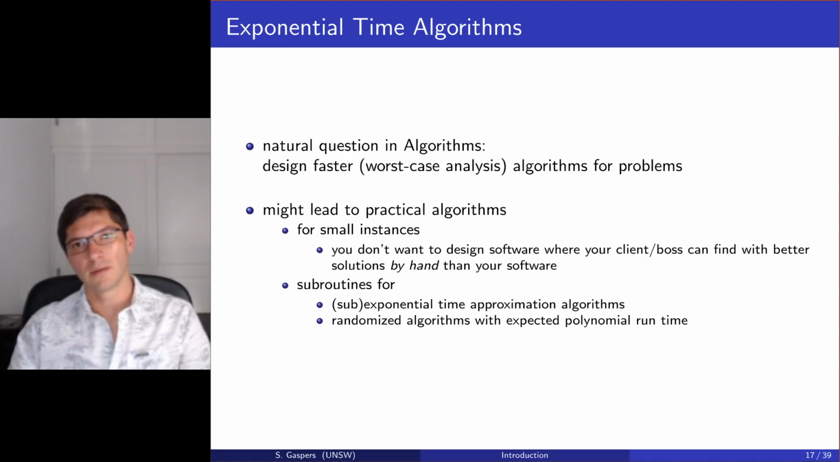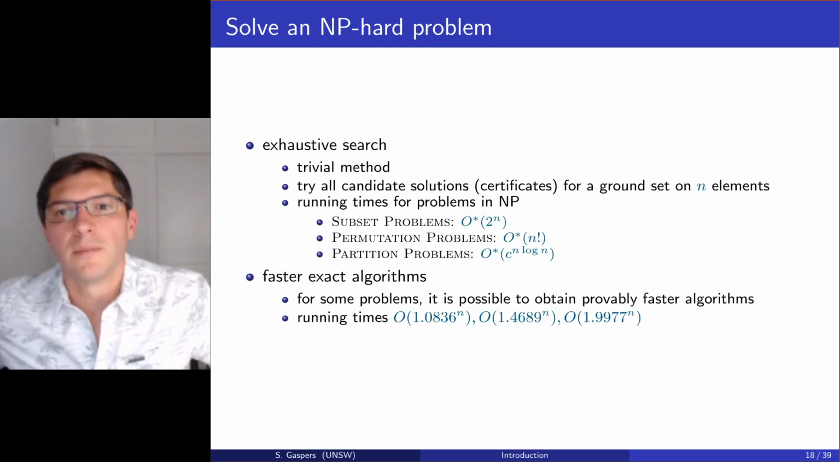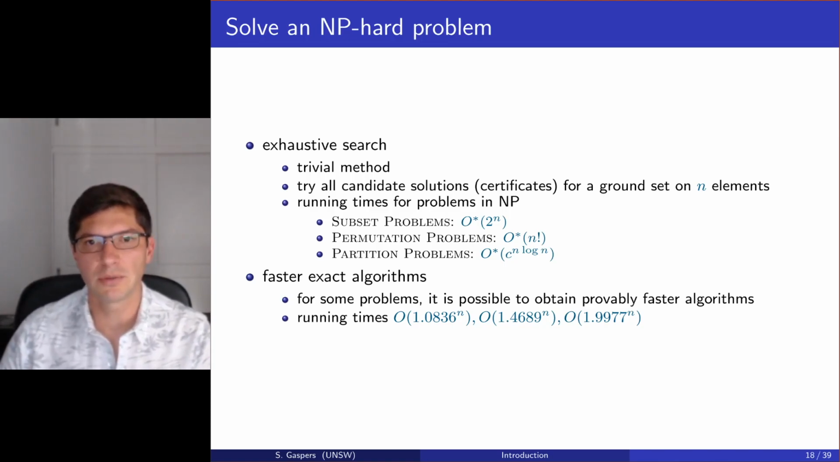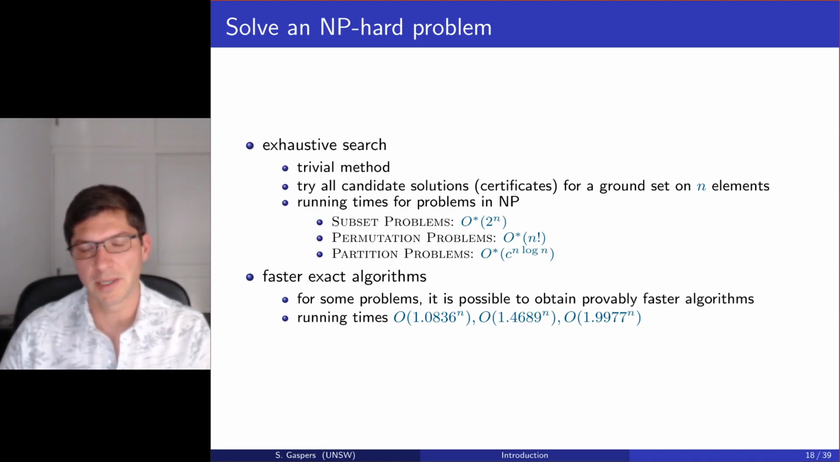So the design of exponential time algorithms is one component in solving NP-hard problems. We have seen that if you want to exactly solve an NP-hard problem, we can do exhaustive search, which is a trivial brute force method. For subset problems, we get 2 to the n running times. For permutation problems, we get n factorial running times. And for partition problems, we get running times of the order k to the power n or c to the power n log n.